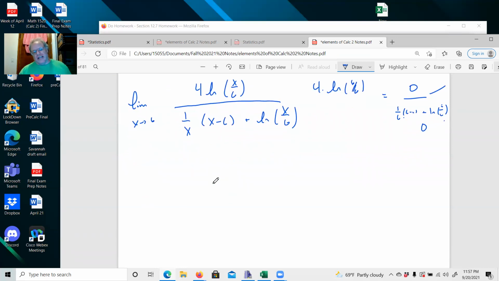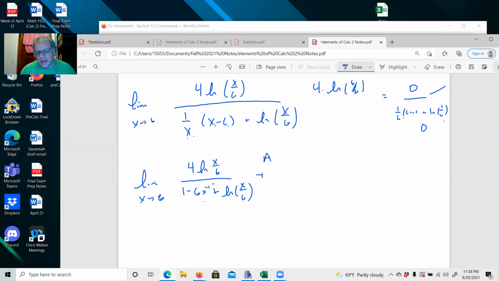This looks marginally less terrible than what we had before. Let's clean it up a little bit. Here we have 4 natural log x over 6 divided by, can I multiply this? Can I say that this is 1 minus 6 x to the negative 1, because we're multiplying it in through this, so that's going to be a 1, and it's going to be 6 over x, which is what this is saying. Plus ln x over 6.